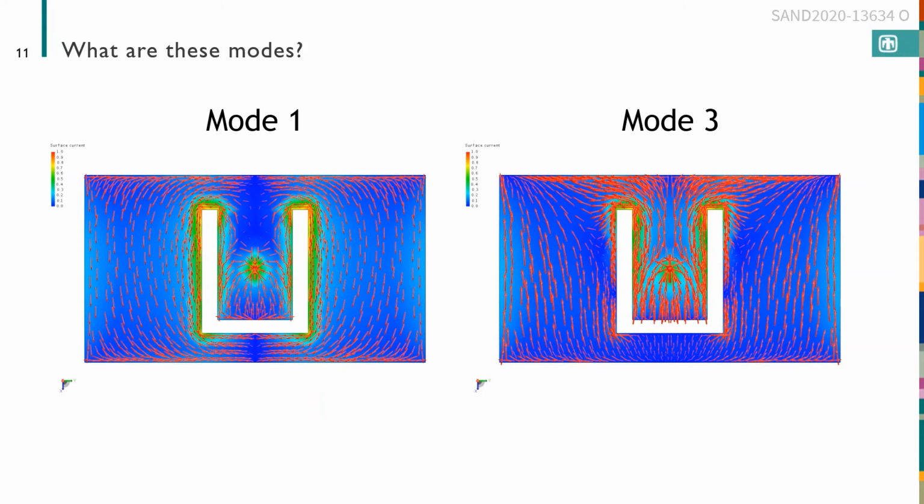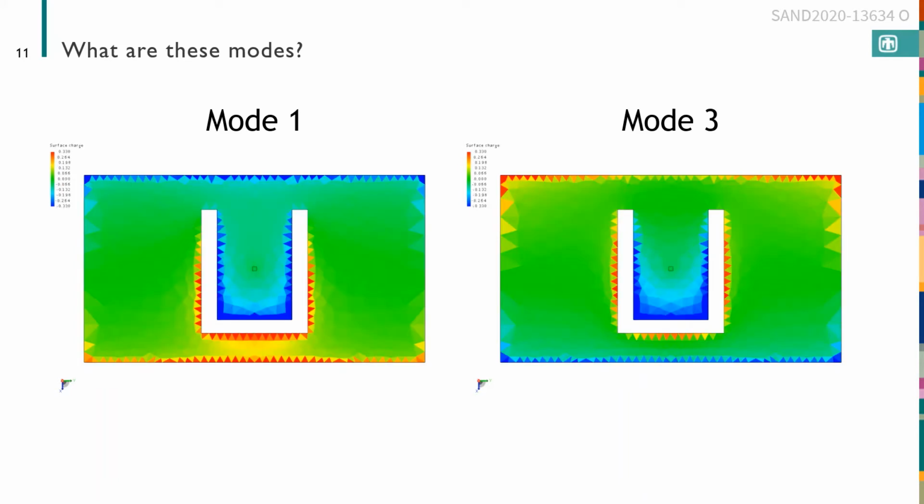So what are these modes? Here I'm plotting the eigenvectors of mode 1 and 3, and those are the currents, and you see there's a lot of swirling and curling. These are very complicated current distributions, and it's very hard to understand what's going on. So our insight that coupled mode theory was relevant here was made possible by plotting not the currents, but the integrals of the currents, which are the charges. And when you look at these two charge distributions, you see that these represent in-phase and anti-phase modes.